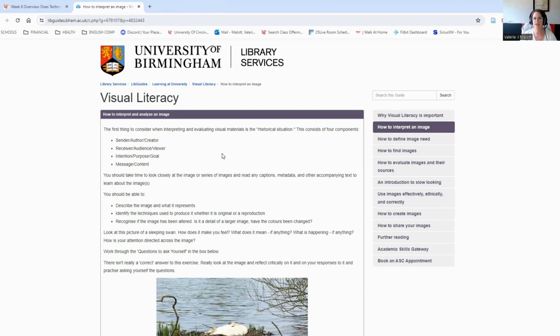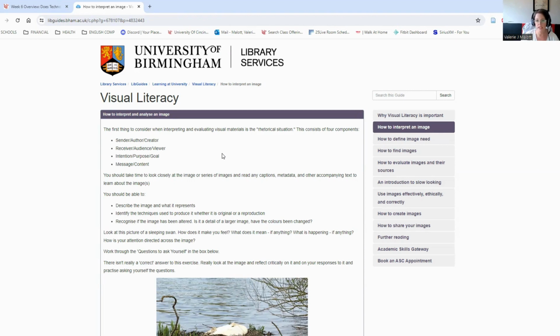And then I have this page here from the University of Birmingham on visual literacy. So it's important to know how to interpret and analyze not only images, but videos, right? We need to use analytical skills to make sense of the rhetorical situation. So there are things to keep in mind, like the sender, the author, or the creator, the receiver, the audience, the viewer, the reader, the intention, purpose, or goal, and the message or the content. So it's important to know how to look closely at images and videos.